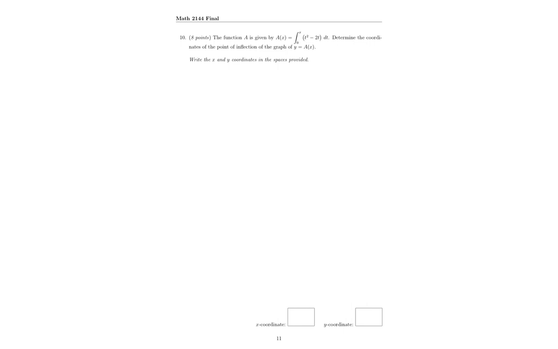So this next one gives us the function A is given by A of x equals the integral from 0 to x of t squared minus 2t dt. Determine the coordinates of the inflection points of the graph y equals A of x. Well, our inflection points happen when our second derivative equals 0. So that means I'm going to take my A of x, and I'm going to take two derivatives.